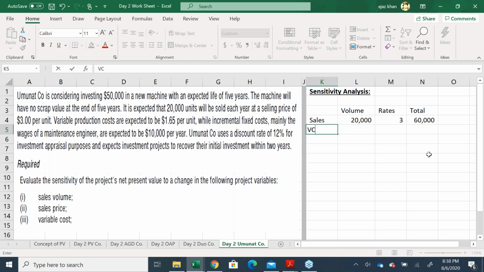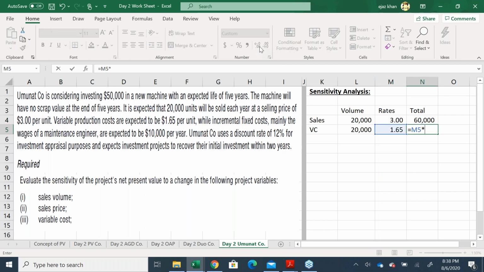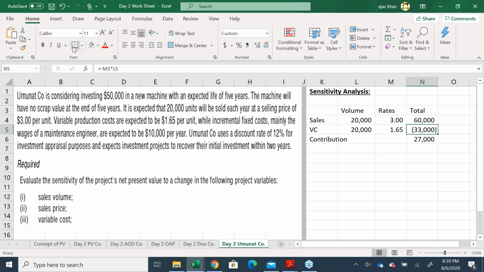And then we have variable cost. It will be for the same number of units, 20,000. It will be 1.65 into 20,000. I am going to write it as a negative figure because I have to subtract. So the difference of the sales revenue and the variable cost is always called contribution. So the contribution per year is going to be 27,000 less the incremental fixed cost, which is 10,000 per year.